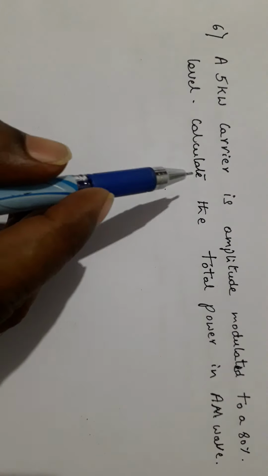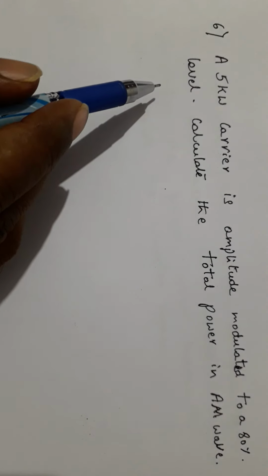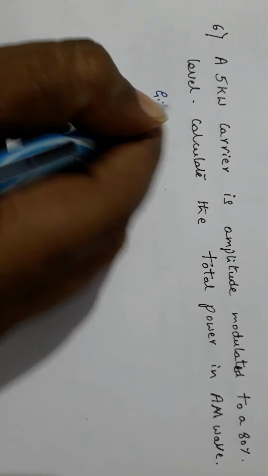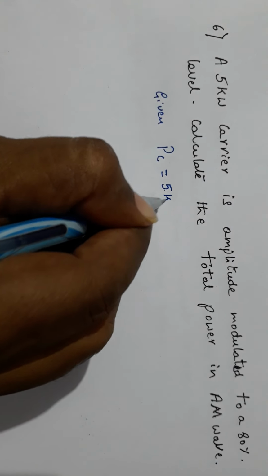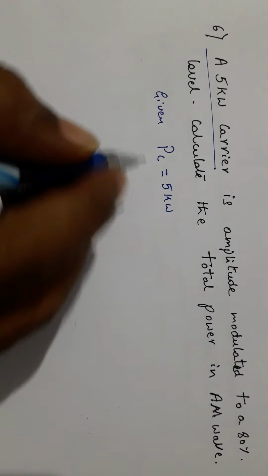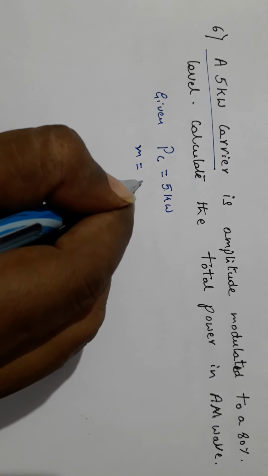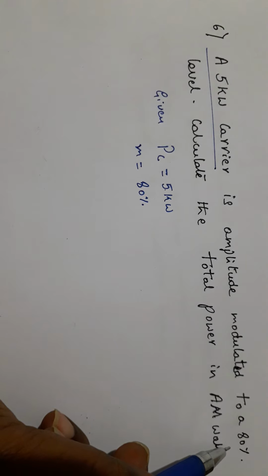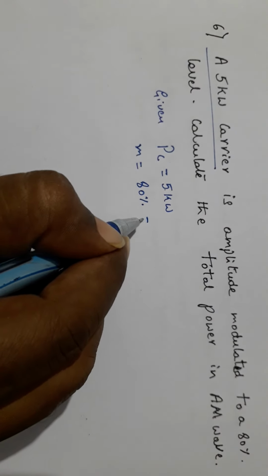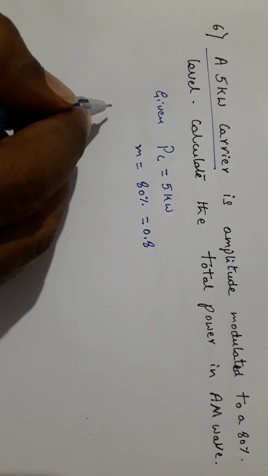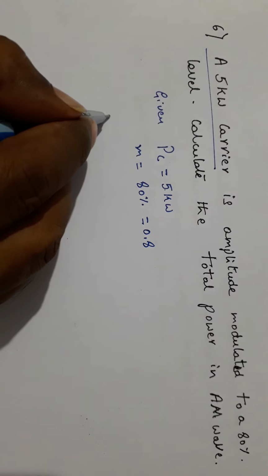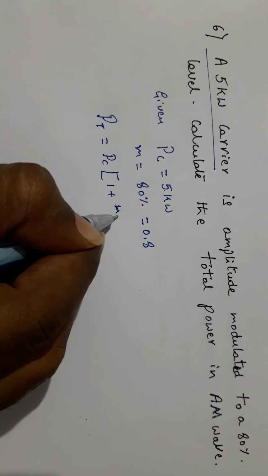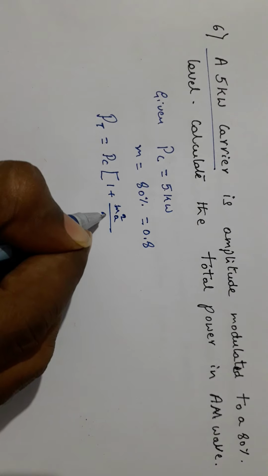Next, a 5 kilowatt carrier is amplitude modulated to an 80% level. Calculate the total power in the amplitude modulated wave. Given PC equals 5 kilowatt, M equals 80%, that is 0.8. The total power in an amplitude modulated wave is given by PT equals PC into 1 plus M square divided by 2.